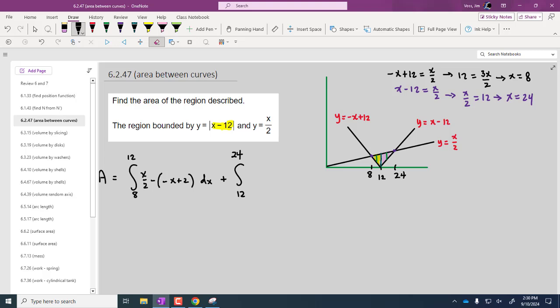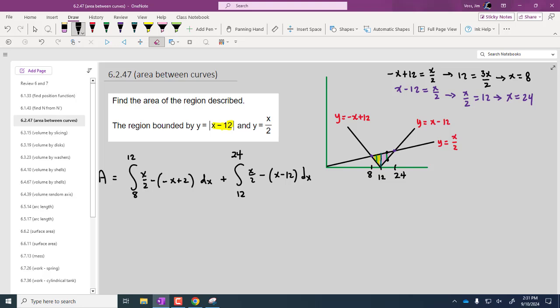So now, isn't x over 2 the upper curve? Oh, yeah. Right, so if we look at it, this line right here is the upper curve. So it's x over 2 minus x negative 12 dx. So there is our setup. And then we just integrate, add it, and we're good.